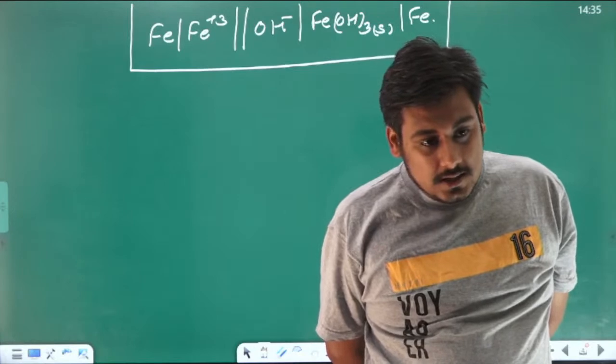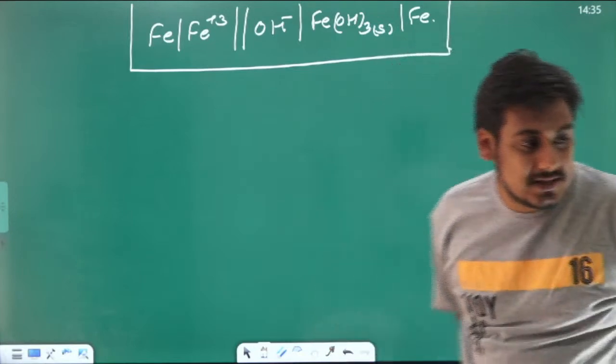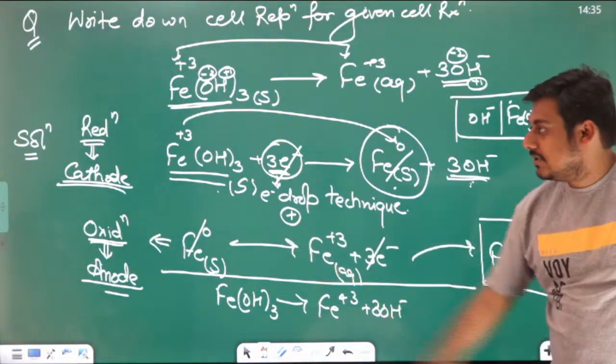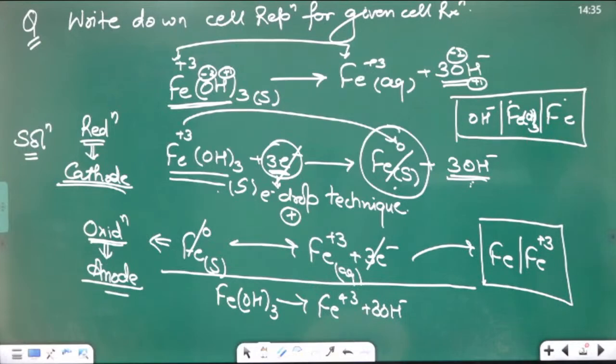Charamveer, is it oxidation? Yes, this later reaction is for oxidation. The lower one, this is for oxidation. Loss of electrons is known as oxidation, right? Loss of electrons is known as oxidation. So this is the cell representation.